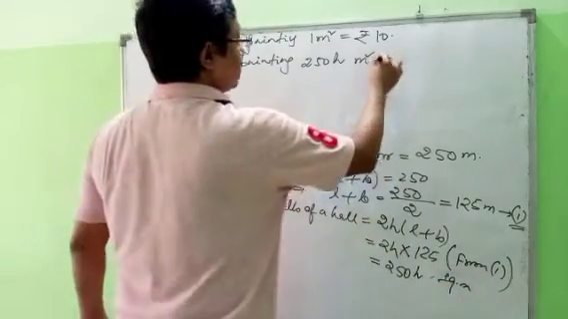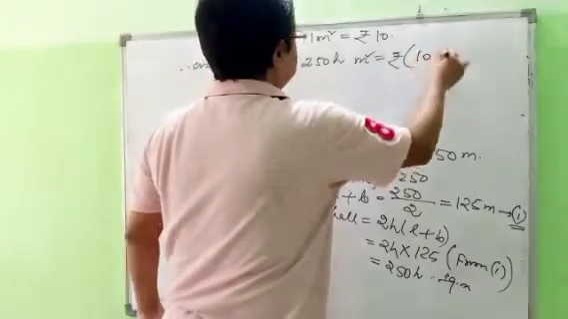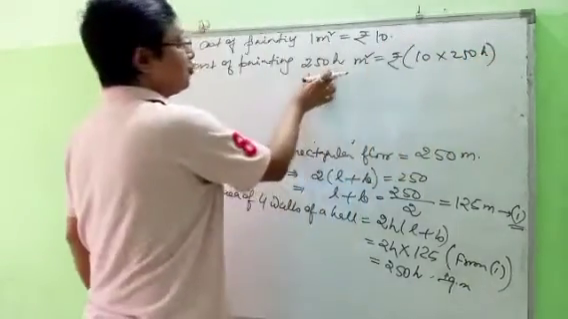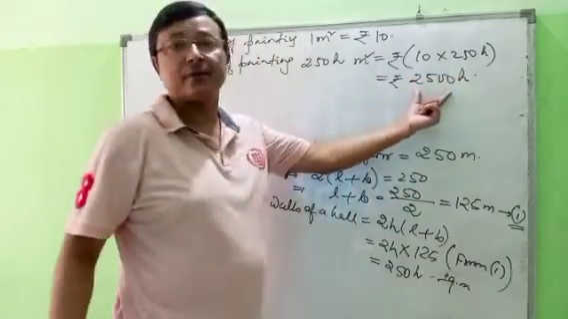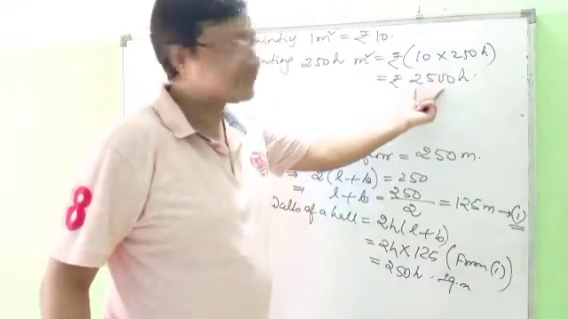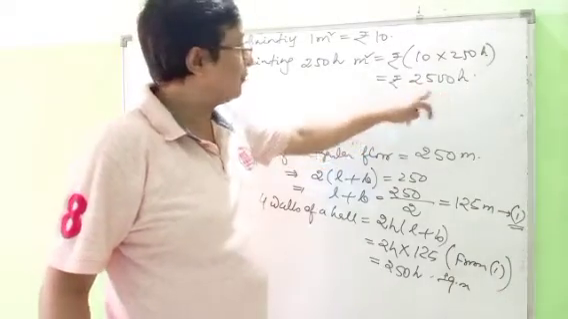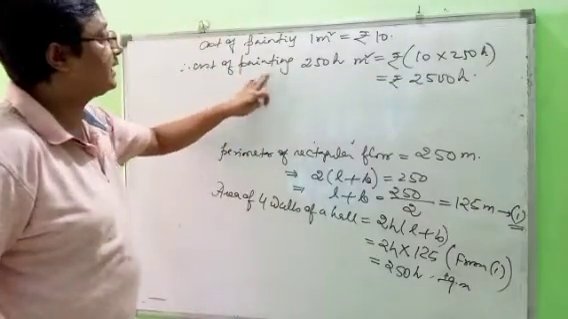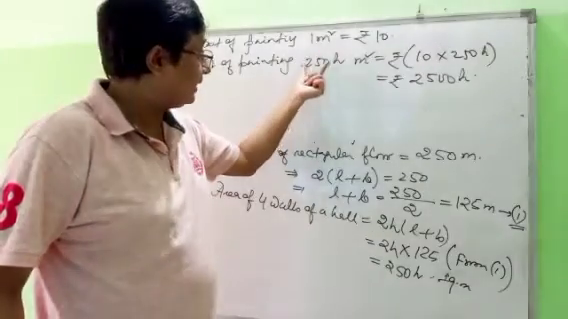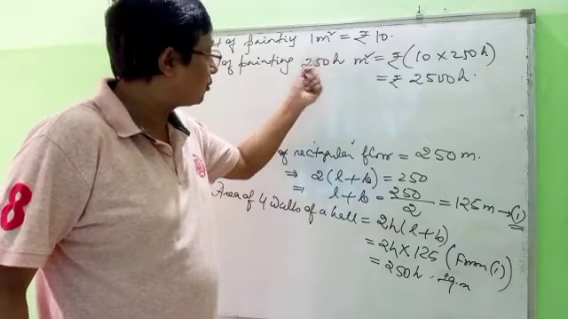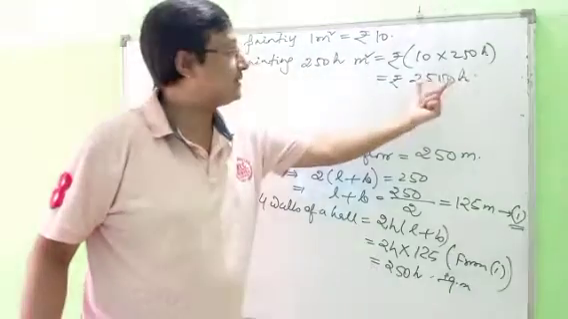Now here the area is more, so the cost will be more. Multiply, so 10 into 250H. So you have got 2500H. This is the total cost of painting the 4 walls. But it is given that the total cost of painting the 4 walls is rupees 15,000. So this is the cost of painting this much area, the area of the 4 walls, and the total cost of this is rupees 2,500H.